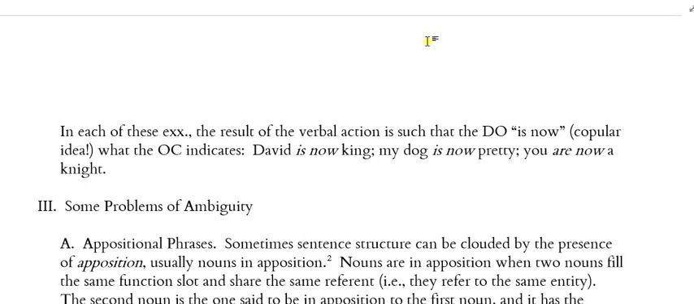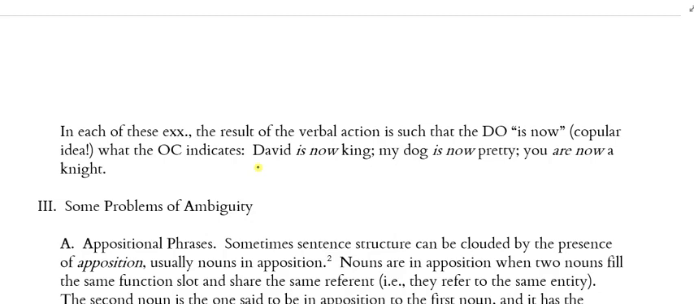In each of these examples, the result of the verbal action is such that the direct object is now, the copular idea, what the object complement indicates. David is now king. My dog is now pretty. You are now a knight. So there are only certain kinds of verbs that can do this. Verbs of naming, verbs of making, and such verbs. Okay, you can't just take any verb and make this kind of structure. Certain verbs have this kind of semantic structure.